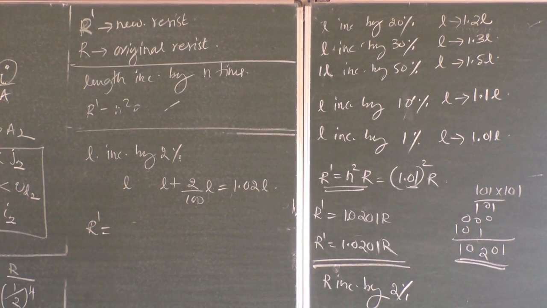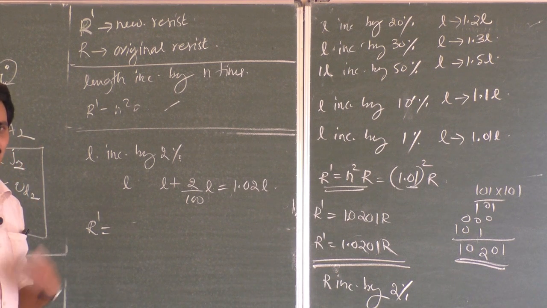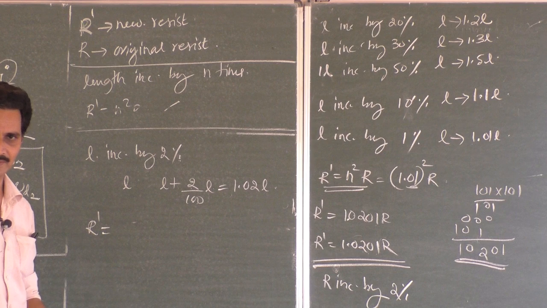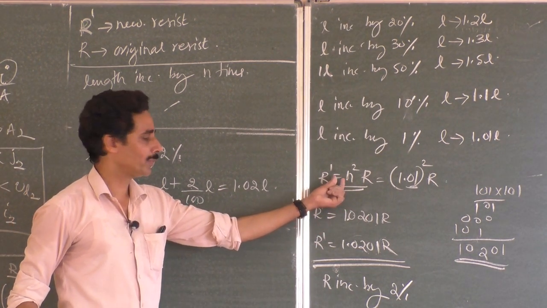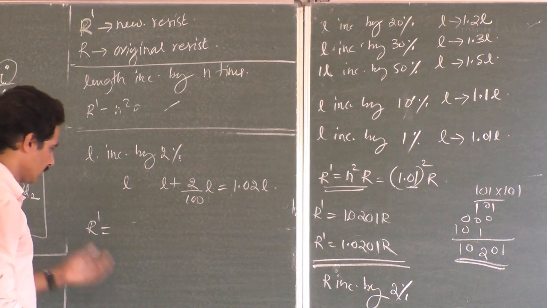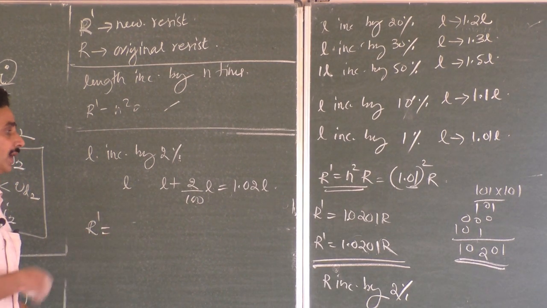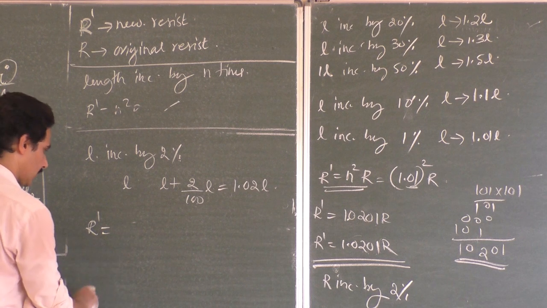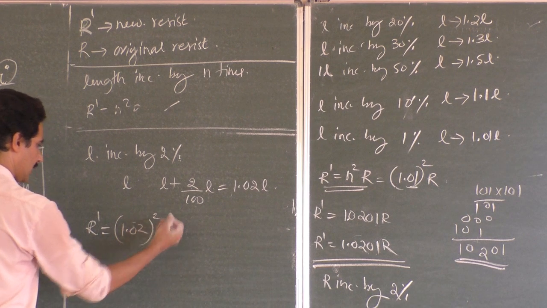R dash is, so you must be able to do this mentally. I am writing it now, but without writing you can do this when you solve many problems. For example, if I ask you, length increases by 30%, what is the percentage increase in the resistance? You know that it is 69%, because 30% leads to 1.3 whole square. 1.3 whole square becomes 1.69, so you have 0.69 extra. Similarly this one also. Next time you should not be in a position to do this again. You should know it already. So the new resistance is 1.02 whole square R.